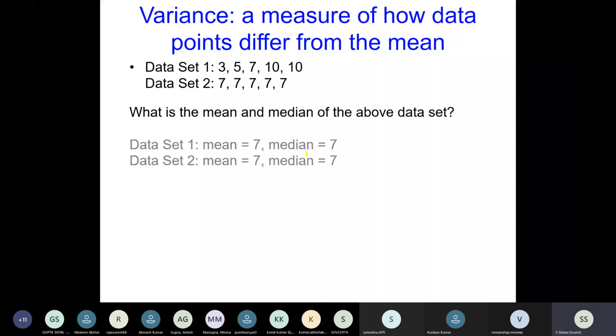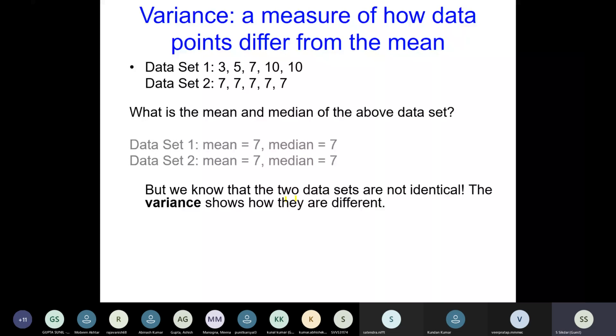You know that two data sets are not identical, because you already know that data set 1 is 3, 5, 7 and here it is 7, 7, 7, 7. So even if their mean values are the same and median values are the same, they are not identical.